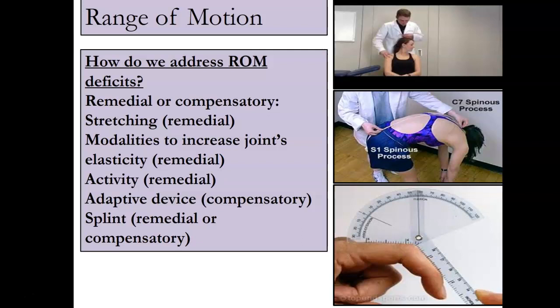Modalities. When we say modalities, we're talking about heat and ice, classically, ultrasound, lots of variations of modalities. Heat and ice is the most primary one. So, for example, if you heated up the joint with a hot pack and then you stretched it, that all would be remedial.